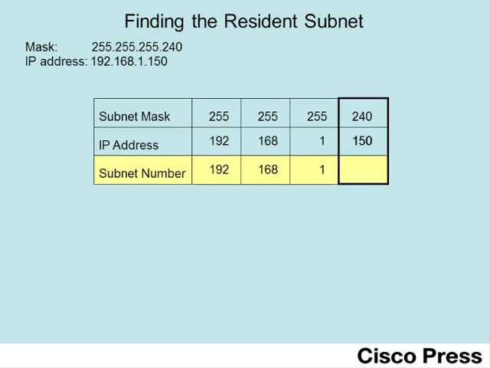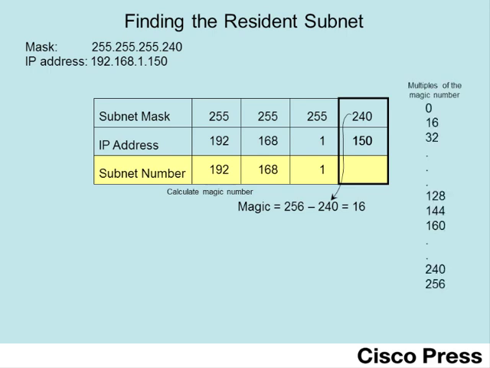Next, let's focus on what to do in the interesting octet. The first step there is to calculate the magic number. You always start with 256 and subtract the mask's value in that interesting octet. So in this case, you'd subtract 240 from 256, making the magic number 16. Then you start at 0 and calculate the multiples of the magic number. On the right, you see some of those multiples, at least enough to do the math.